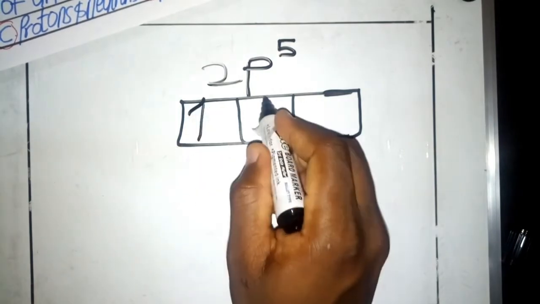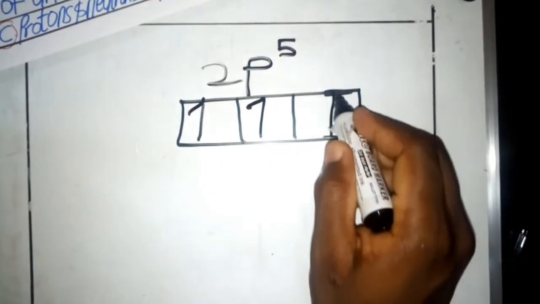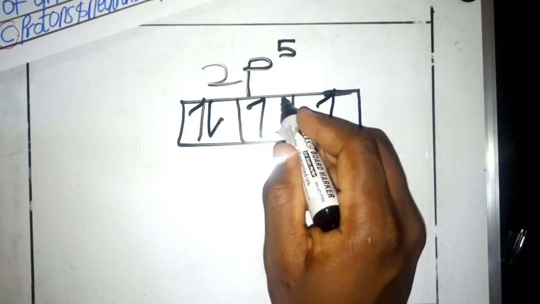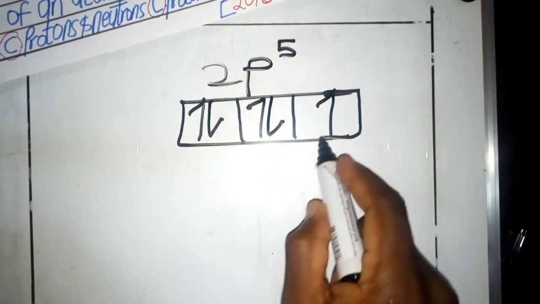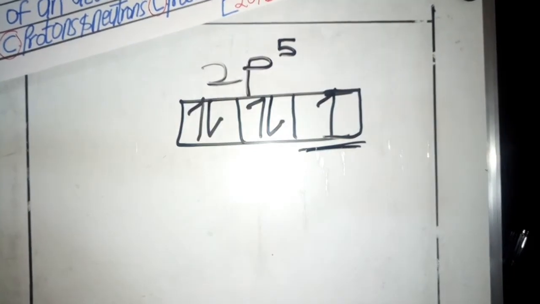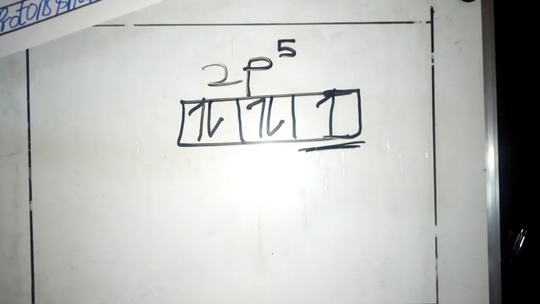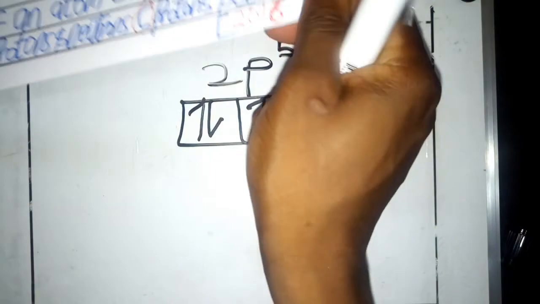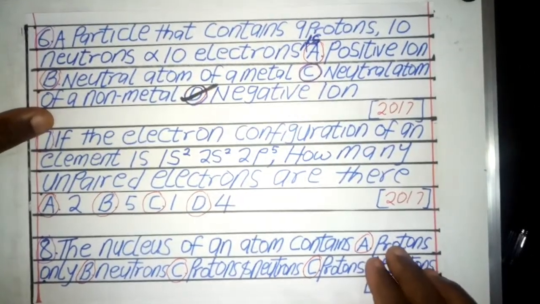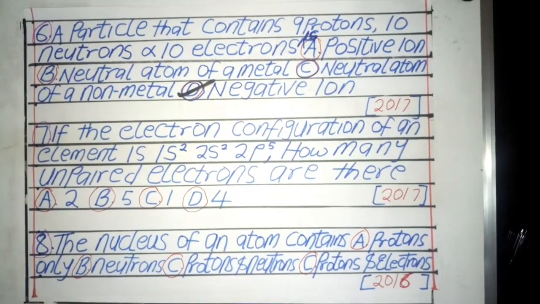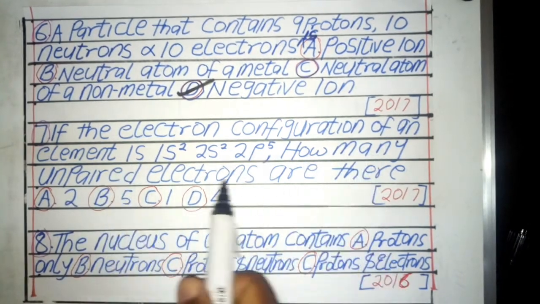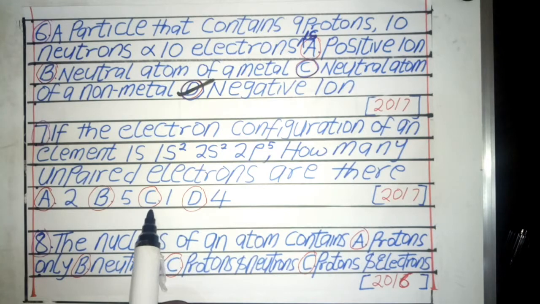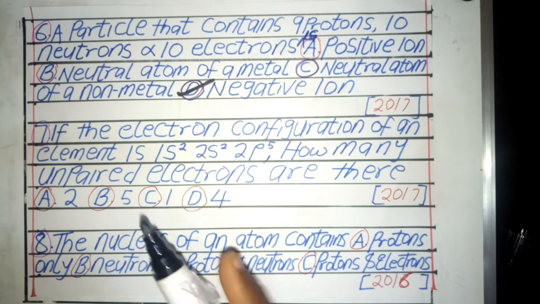So I'll say 1, 2, 3, 4, 5. Meaning it has one unpaired electron, one unpaired shell. So the answer from that, how many unpaired electrons are there? The answer is C, 1.